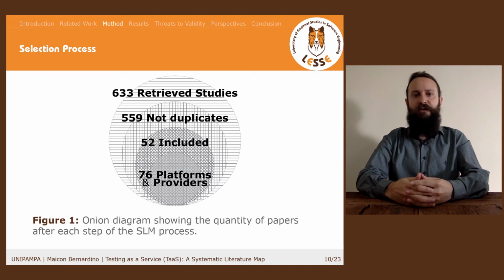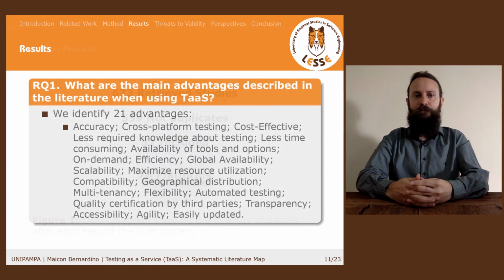In the final step, data extraction, we extracted relevant data from the 52 selected publications. Researchers 1, 2, and 3 filled in a form produced to help answer the research questions, mapping 76 platforms and providers.